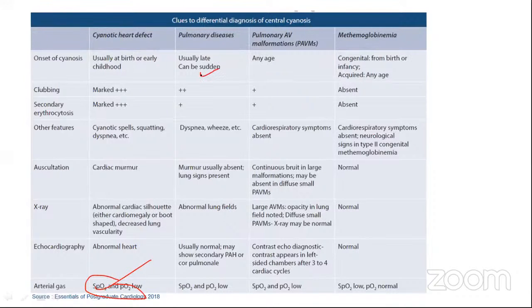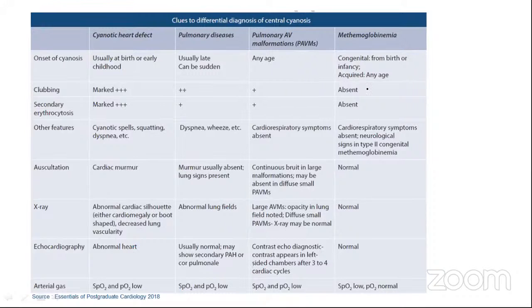Pulmonary cyanosis usually is a little slower in onset. They will be associated with wheeze and dyspnea. Murmurs usually are absent because it is a respiratory cause. Lung signs are present, crepitations. There can be some AV malformations in the lung itself. Abnormal lung fields, they may have some secondary PAH. And in this also, because it is central, both of these will have a low SpO2. AV malformations also similar.